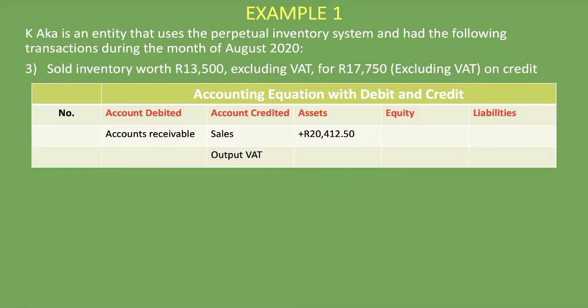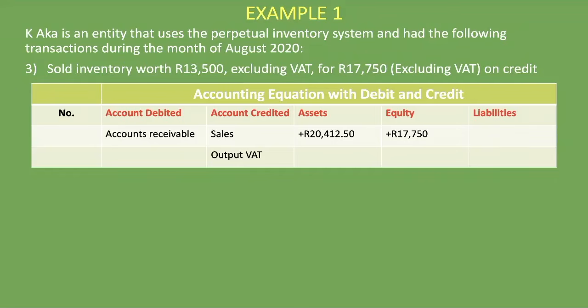And now that we have recorded that one, let's record the sales amount. Now I'm going to say it here. The sales amount must never include VAT. Must always exclude VAT. So our sales amount is going to be the 17,750 rand. And we put it as a positive because the sales account is an income account and it increases our equity.